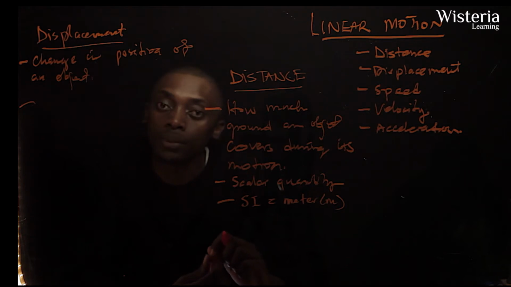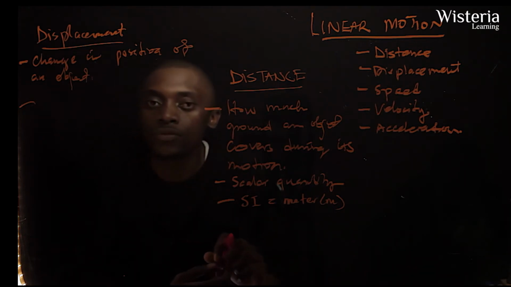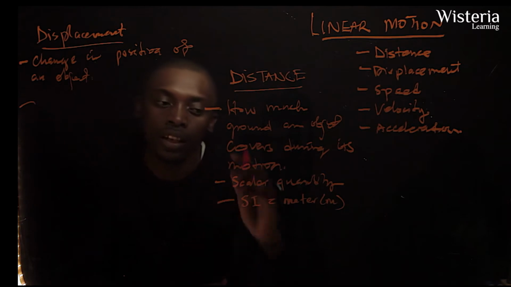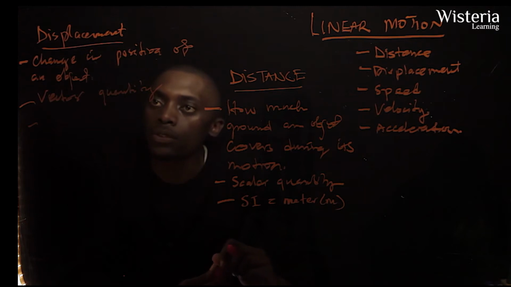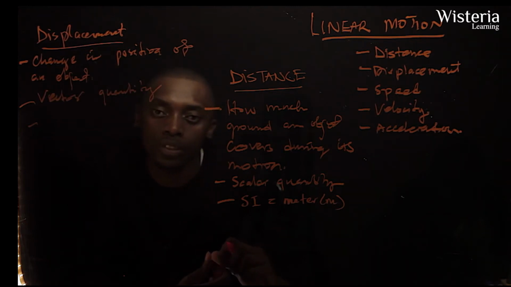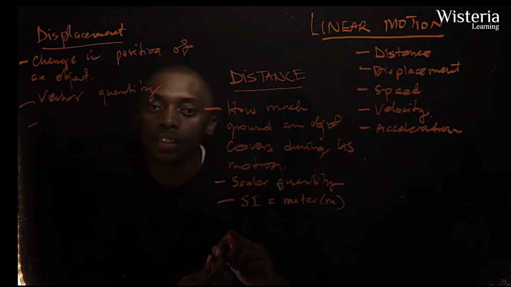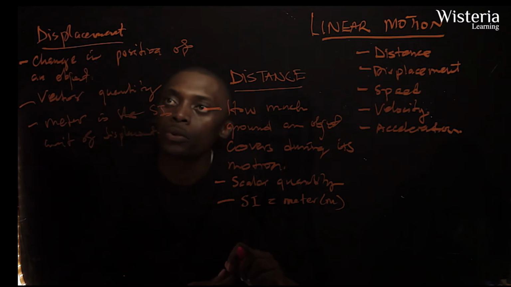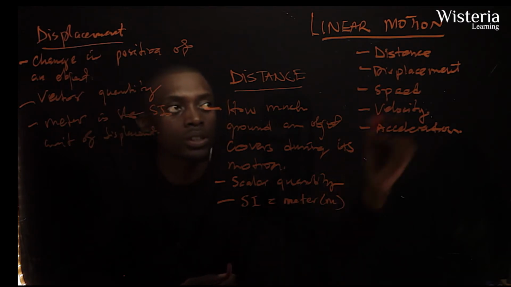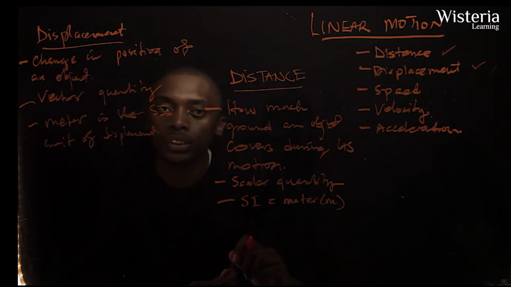Because there's direction involved, displacement is a vector quantity. We can also measure displacement in different units, just like distance. But as you do your calculations, unless the question asks otherwise, the answer should be stated in the SI unit. So the SI unit of displacement is also the meter. Okay, so we have dealt with these two terms, distance and displacement, in detail.